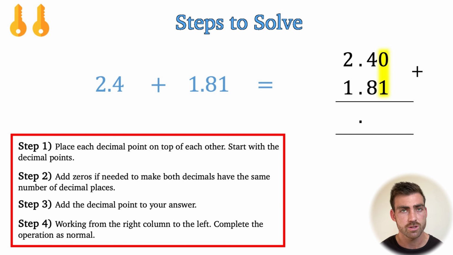So starting with this column, 1 plus 0 equals 1. Then the next column, 4 plus 8 equals 12. So we write the last digit and we add 1 to the next column. Finally, 2 plus 1 plus the extra 1 is 4, giving us an answer of 4.21. The following steps work for both adding and subtracting decimals.